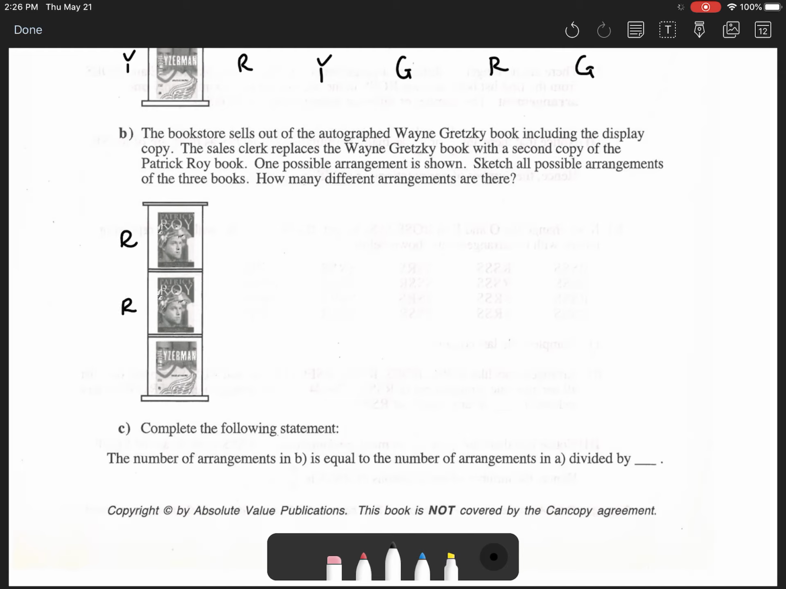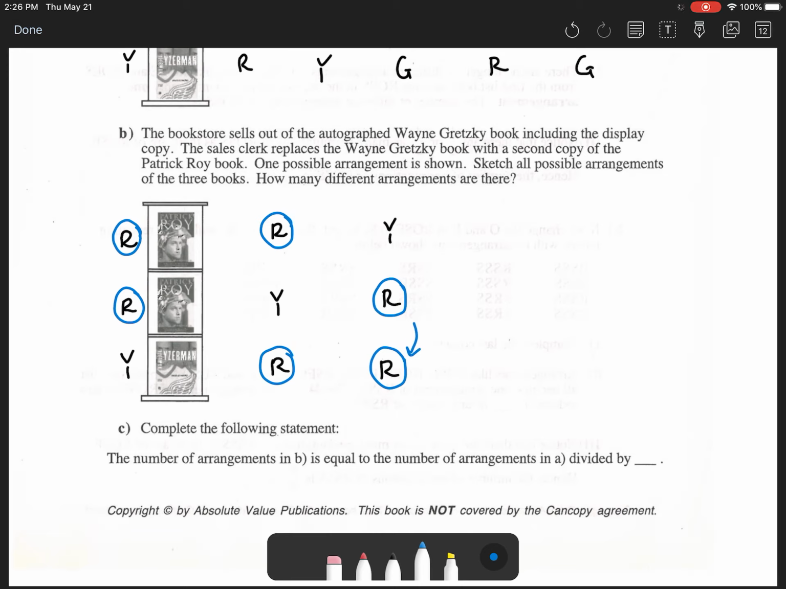So now you can see I have the Patrick Waugh book, another Patrick Waugh book, and then the Yzerman book. Another arrangement could be the Patrick Waugh book, an Yzerman book, and then a Patrick Waugh book. Or I could have an Yzerman book and then 2 Patrick Waugh books. That's all that I can do, and the reason is because now I have 2 Patrick Waugh books.